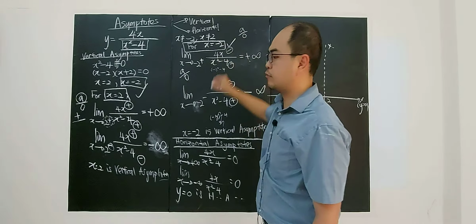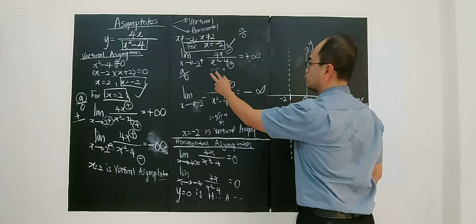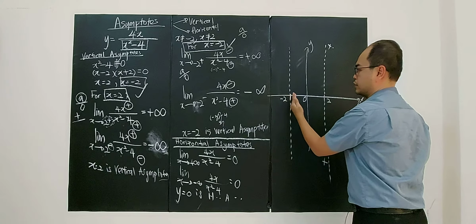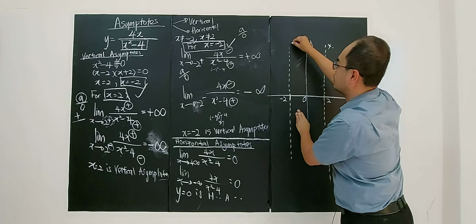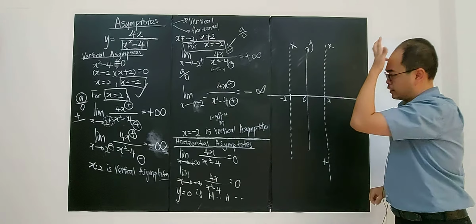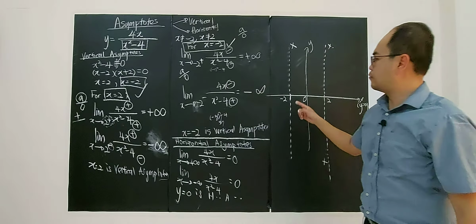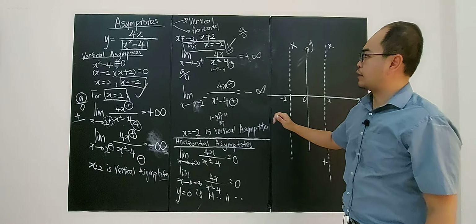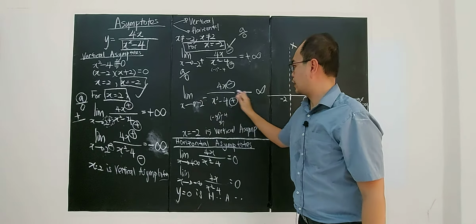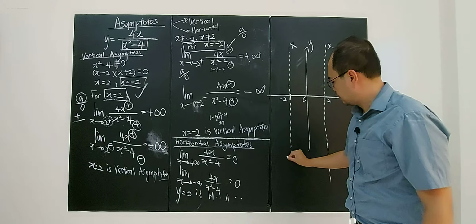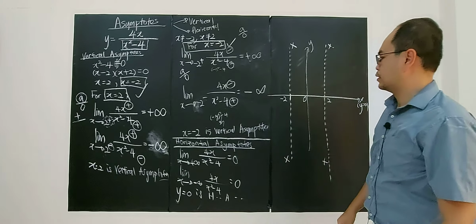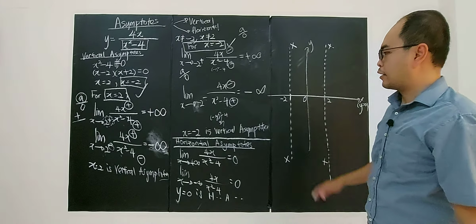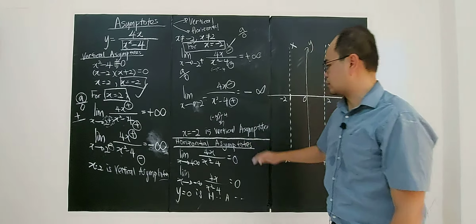So how about negative 2? Negative 2, to the right of this, is positive infinity. So we're going to positive infinity. And to the left of negative 2, you're getting negative infinity. Negative infinity.